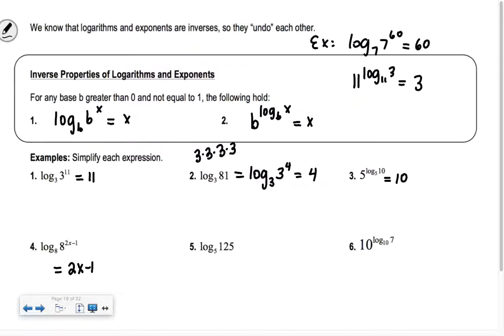All right, so number 5. 5 raised to what power gives you 125? 3. 5 times 5 is 25, times another 5 is 125. And then this last one is that rule again. 7. 10 and the log base 10 cancel. Do you guys see them?